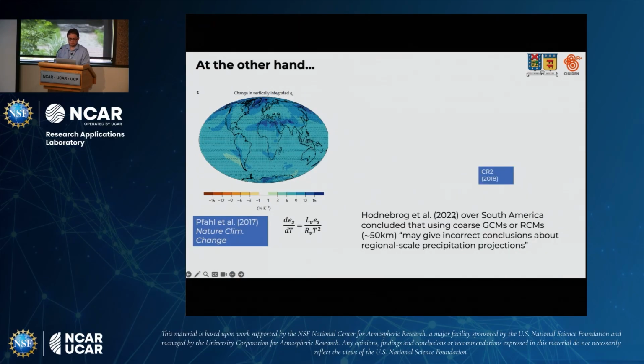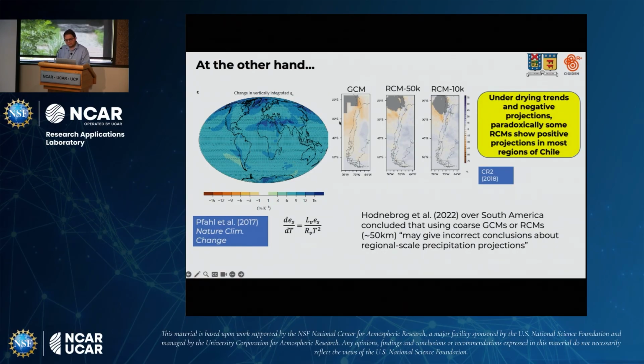But on the other hand, you know the Clausius-Clapeyron approximation. We expect more humidity and therefore more precipitation. This is what the models expect. And also, when you see some regional climate models, this is just one realization at 10 kilometers from a couple of years ago. Between all this story of a dryness projection, one single simulation says there may be an increase in precipitation. So this is particularly paradoxical.